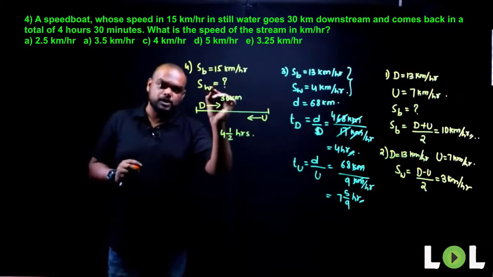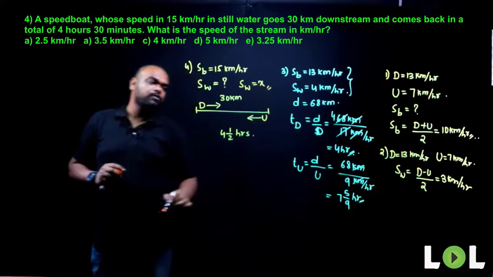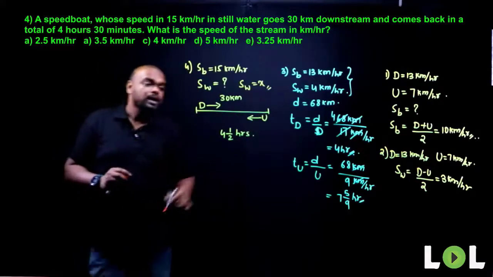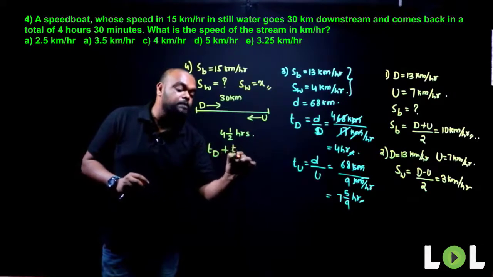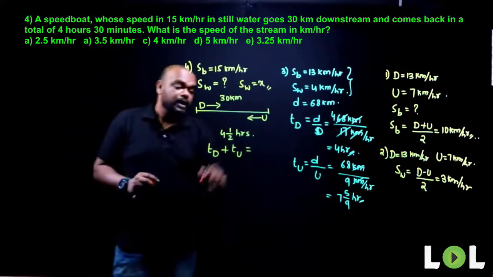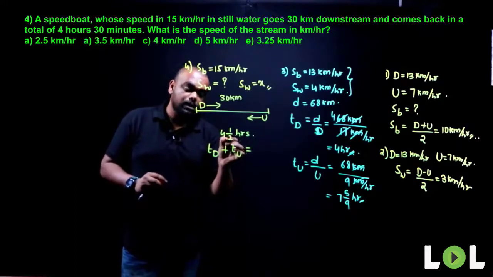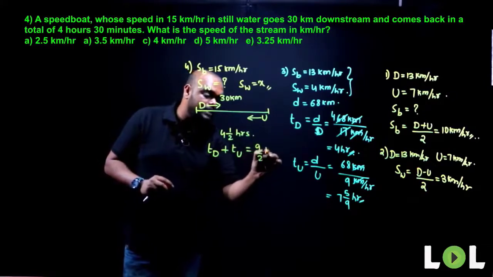We need to calculate the speed of water. Let us assume the speed of water as x. Now, time taken during downstream plus time taken during upstream is equal to 4.5 hours. That's what he has given us. Now, 4.5 hours converted into an improper fraction: 2 into 4 is 8, 8 plus 1 is 9. So this becomes 9/2 hours altogether.